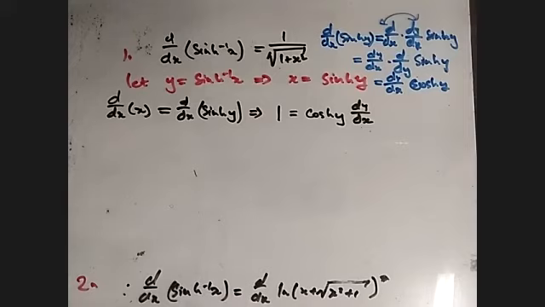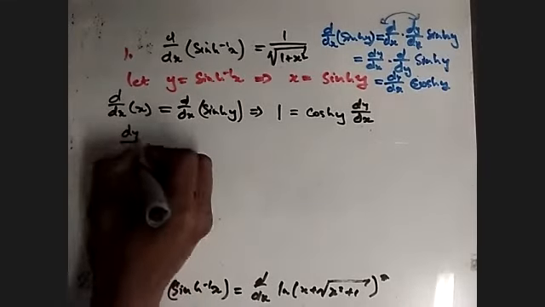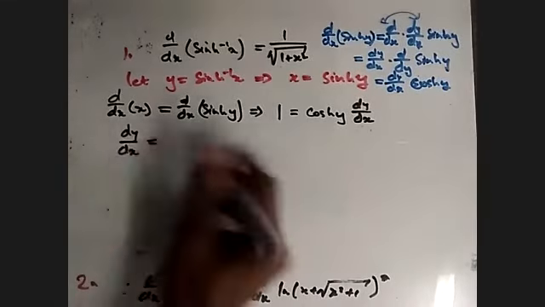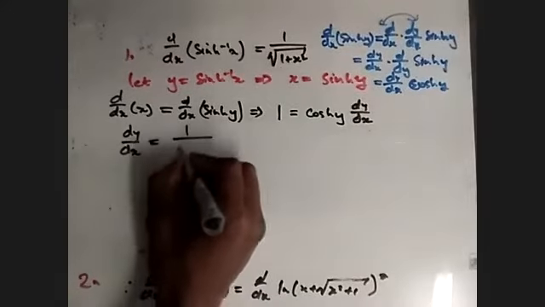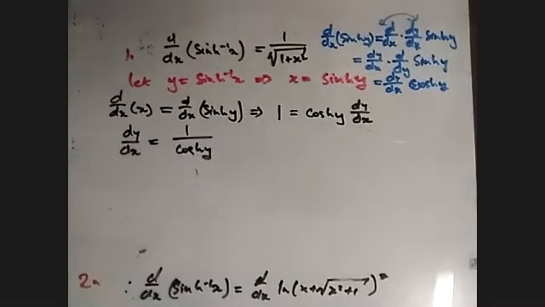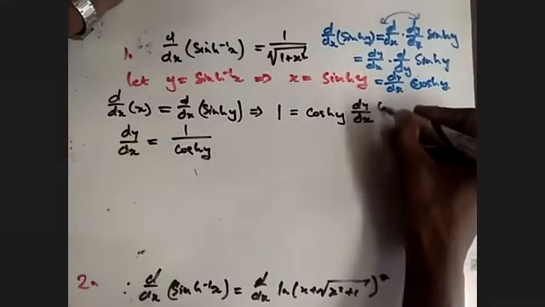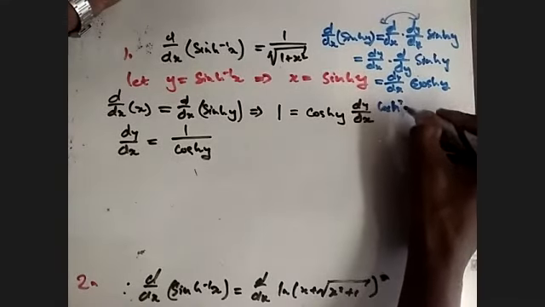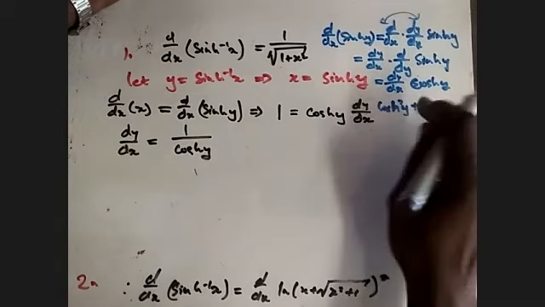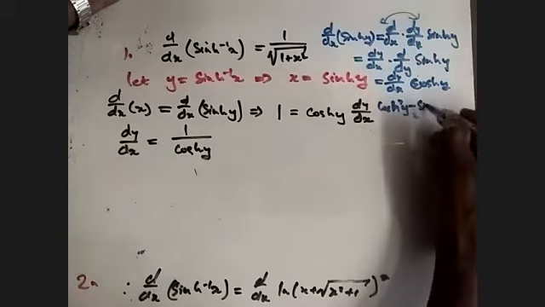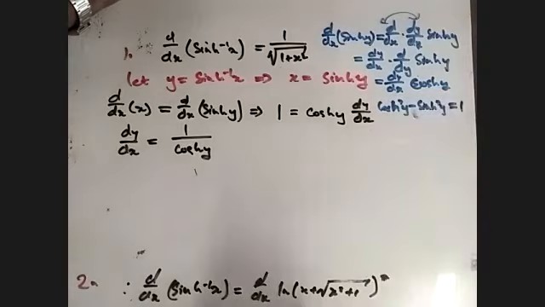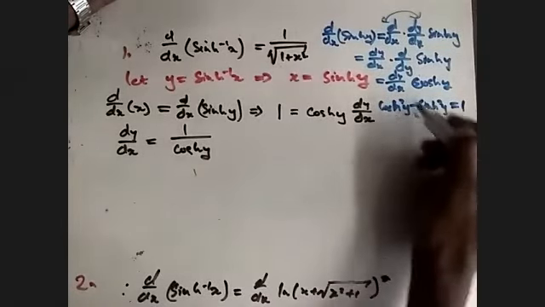Now, what happens is I'm going to separate the terms and just be left with dy dx. Have dy dx be equal to 1 over cos y. And I said to you, wait a minute. Why don't we just say, since we know that cosh squared y minus sinh squared y equals 1, let us just rewrite cosh y.